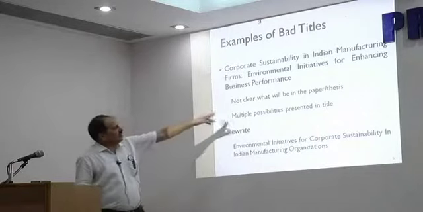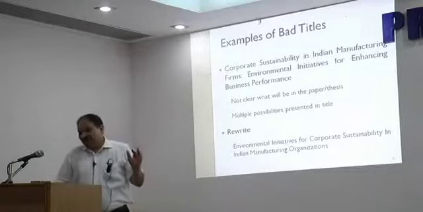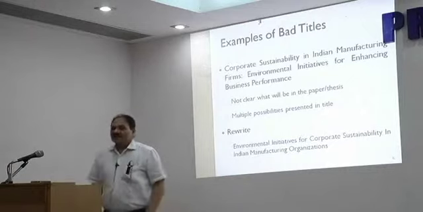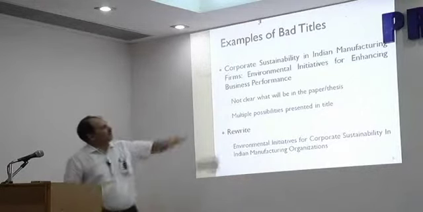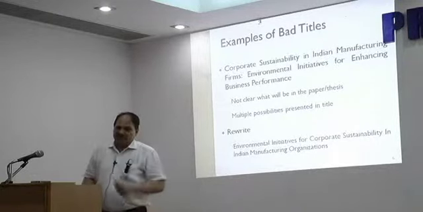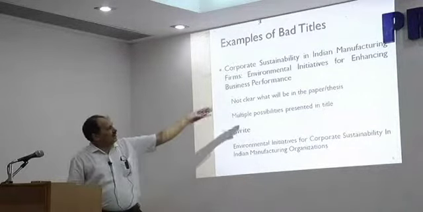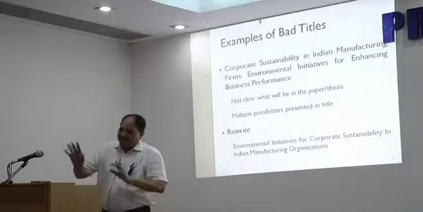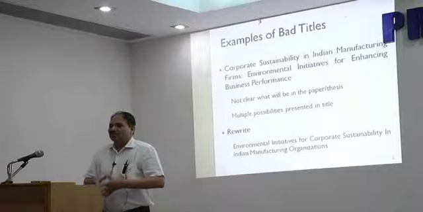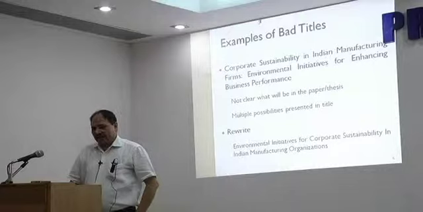Alright? So it is not clear what will be in the paper or thesis; multiple possibilities are presented in the title. That means the researcher can do whatever he or she likes. And generally, I have seen that in such cases, the researcher would work on sustainability separately, on a number of factors affecting sustainability, and on environmental initiatives separately. Right? And you find the purpose of the research is lost. So the title has to be correctly phrased.